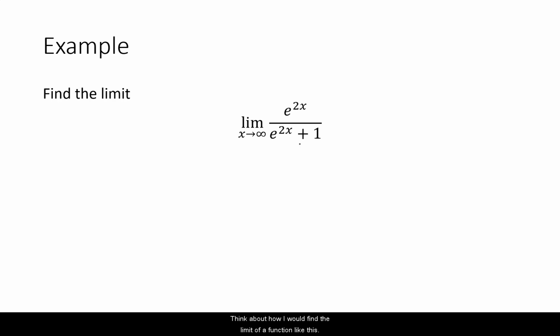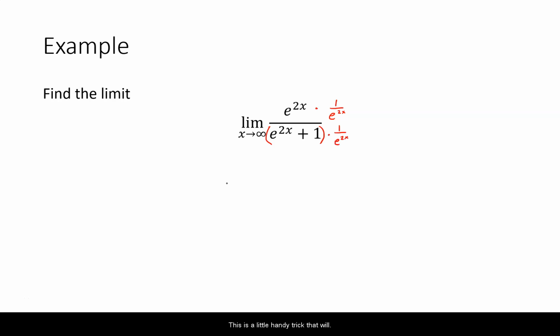Let's think about how I would find the limit of a function like this: e to the 2x over e to the 2x plus 1. One trick that might be helpful here would be to divide out e to the 2x from the numerator and denominator. In other words, I can multiply 1 over e to the 2x in the top and the bottom.